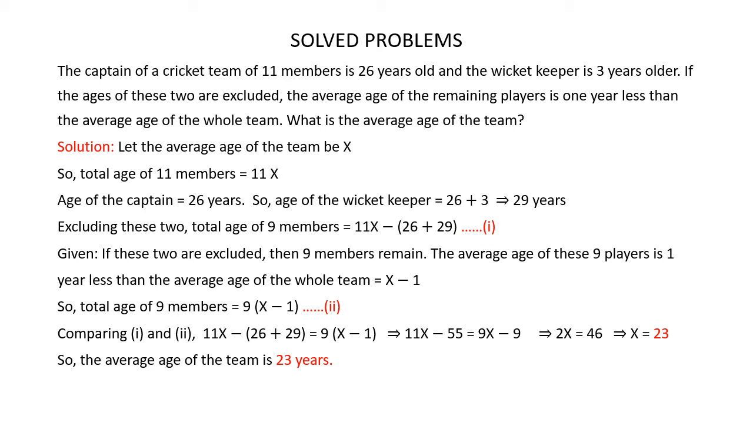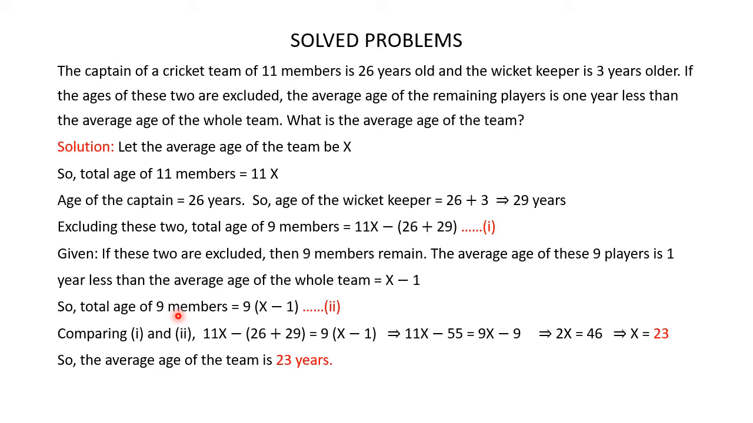Now, if the captain and the wicket keeper are excluded, then 9 members will remain in the team. It's given that the average of these 9 players is 1 year less than the average age of the whole team. We know that the average age of the whole team is X. So 1 year less than the average age of the whole team is X minus 1.